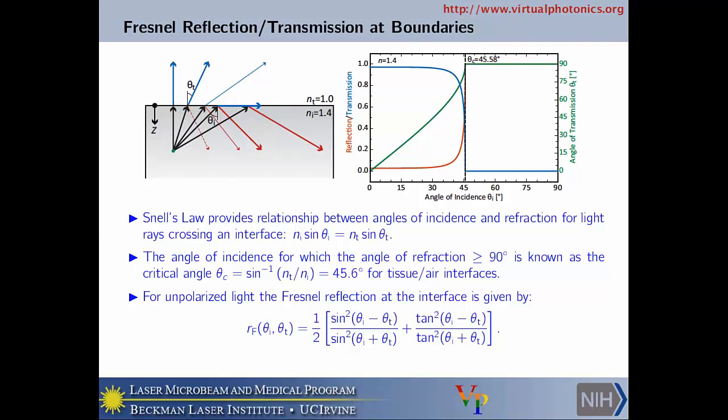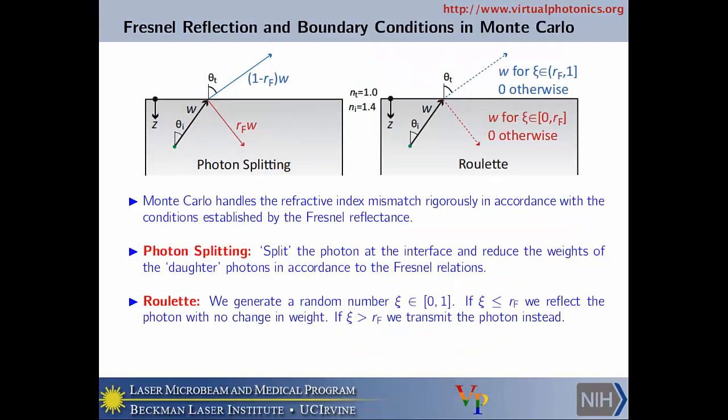Okay. Now, in Monte Carlo, this can be treated in many ways, but the two most common ways are methods of photon splitting and roulette. So the first thing I want to establish is that Monte Carlo handles the boundary condition rigorously. So if you have, say, an event where a single photon is scattered and is traveling towards the surface and impinges on the surface, you know the angle of incidence. And from the Fresnel reflectance equations, you know what the amount of internal reflection should be and what the balance for transmission should be.